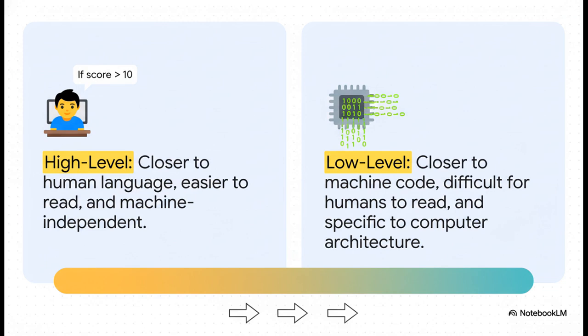Then, on the other side, you've got low-level languages. These are way, way closer to the raw ones and zeros the computer actually thinks in. Now, this makes them incredibly fast, but it also means they're usually tied to just one type of computer. And honestly, they are much, much harder for a person to read and write.